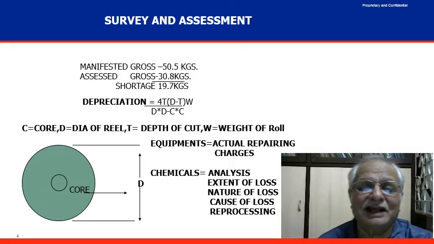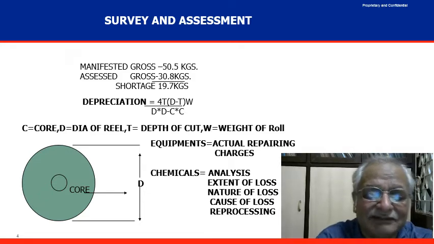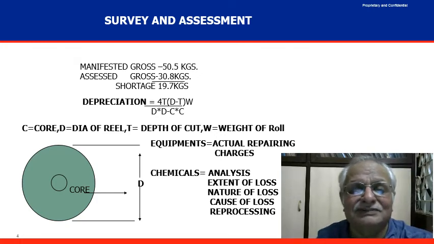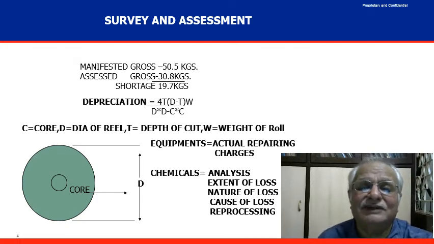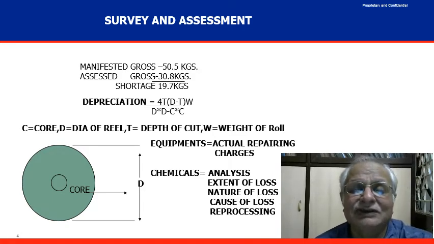For example, bags are damaged. For example, if there are damages to the drums. Now you take the manifested gross. For example, the manifested gross of one bag is 50.5 kilos. And then you are taking the assessed gross.